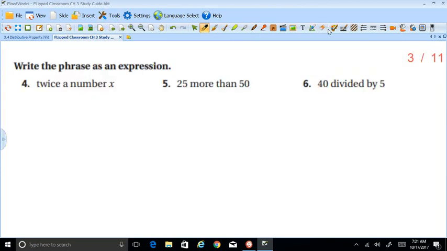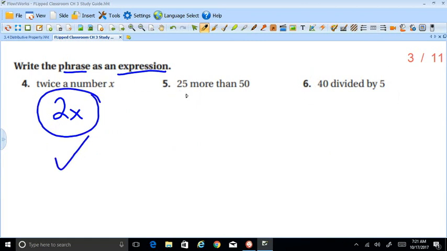So far, so good. Number 4, 5 and 6, it asks us to write the phrase as an expression. So twice a number x means 2 times x. We must write it with the coefficient 2 on the left-hand side of the variable. This is the only correct format.